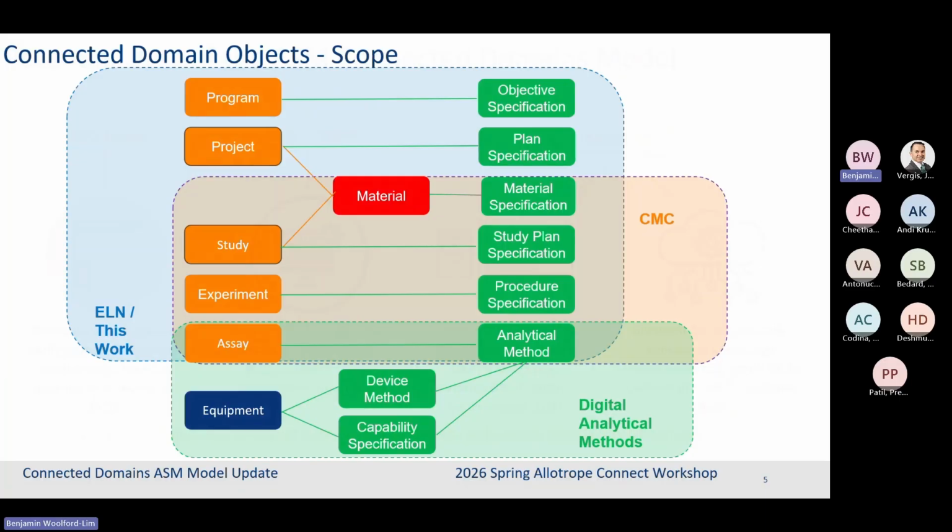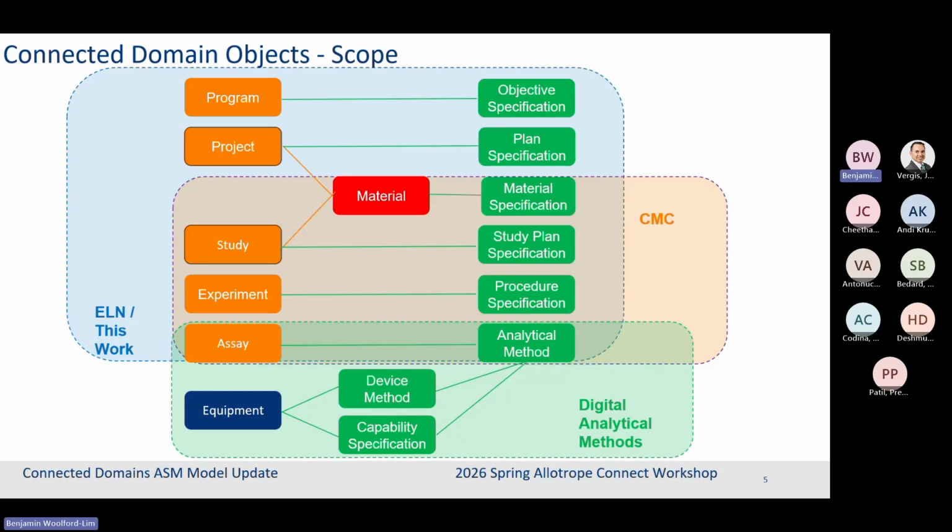So if we just take a minute to look at the objects in this domain, if you start at the top, you have the concept of a program. A program is made up of projects. Projects are made up of studies. Studies are made of experiments, and then experiments usually have one or more assays associated with them. And then alongside that, you have materials and equipment that are important to each one of those concepts. And basically everything has a specification attached to it, right?